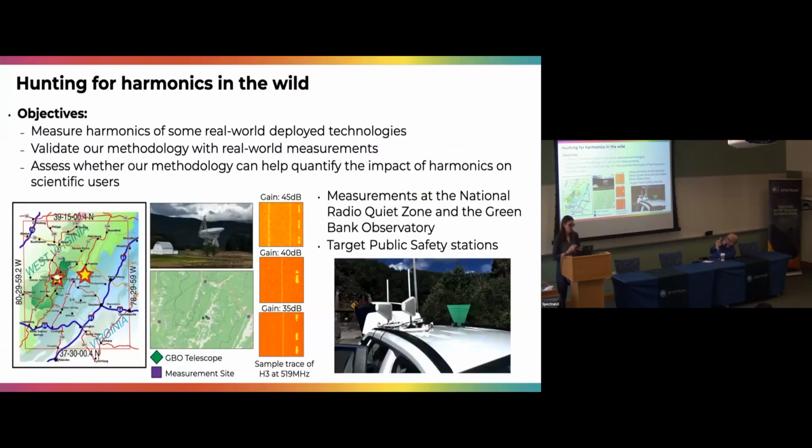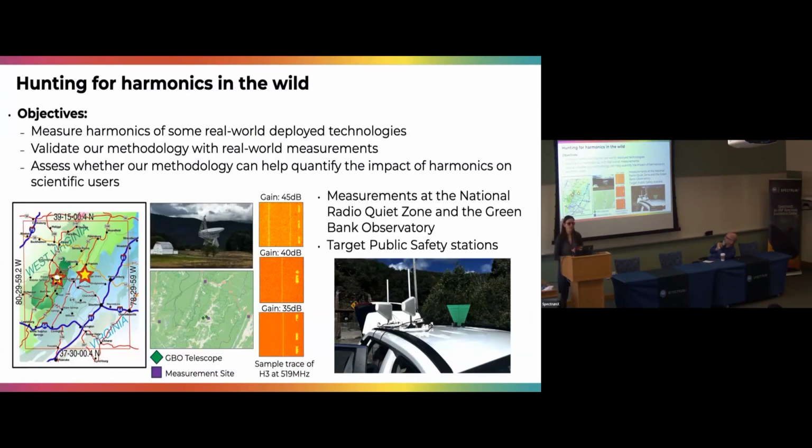But really what I wanted to highlight is some of our efforts within the National Radio Quiet Zone and around the Green Bank Observatory. We had built out a multispectral sensor, really a prototype that needs a lot of improvements, and we've learned some lessons from this measurement campaign. We were measuring across different locations in the NRQZ, particularly targeting public safety stations that are open and decodable.